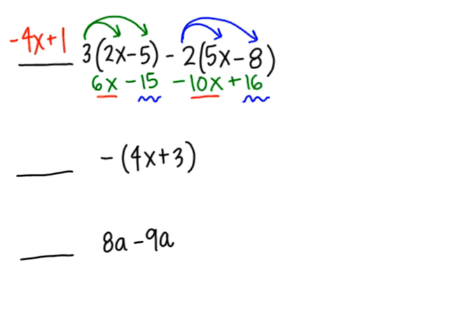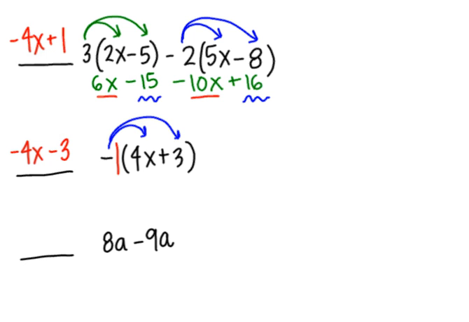In my next problem, I have a negative, and then I have parentheses 4x plus 3. This is understood to be a negative 1. So I'm going to distribute through, and when I distribute through, I get negative 1 times 4, so that's a negative 4x, and negative 1 times 3 would give me negative 3.